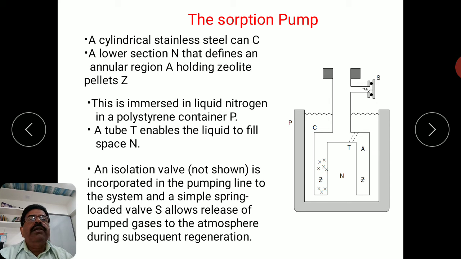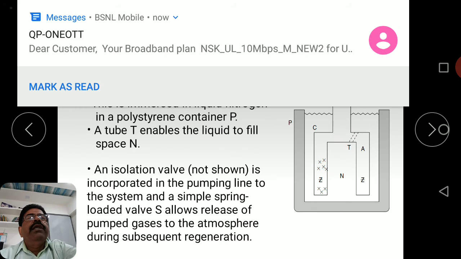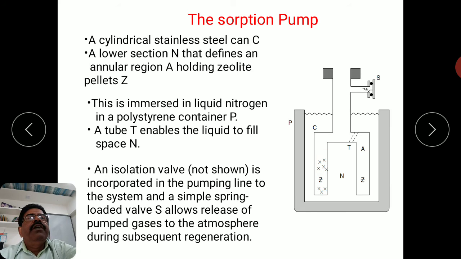In that particular case, you will need an isolation valve. So now your pumping system will be isolated. The pumping line will be closed, and the temperature here will be elevated. The gas molecules will then evaporate and be pumped out through a specially designed valve, just like the spring loaded valve in this particular case. So this is the mechanism provided here for a regeneration process.